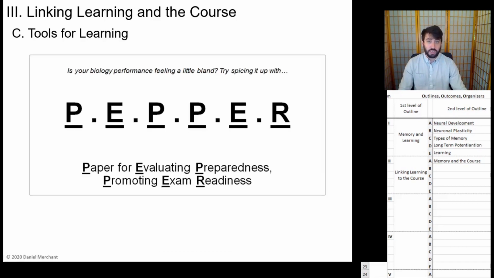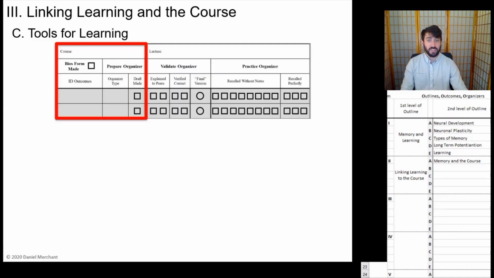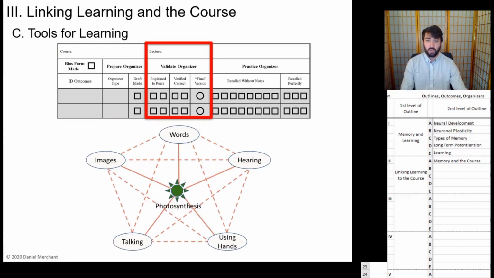The P.E.P.P.E.R worksheet is also specifically designed to help you create and practice your organizers for each lecture. You have this first section about organizing your notes, preparing your organizer. The second section is called validating your organizer, and it's about talking to your peers about the organizer, maybe in a workshop, and making sure it's correct. After all, you don't want to practice incorrect information.